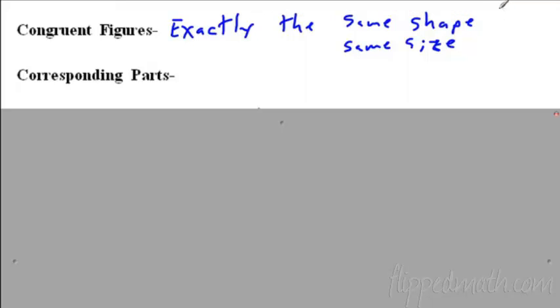To show this, we're going to say some parts match up. So these are like the sides or the segments, and the sides and angles that match. If you are congruent, you're going to have parts that match up. If two things are congruent, they're going to match. So those are called corresponding parts.